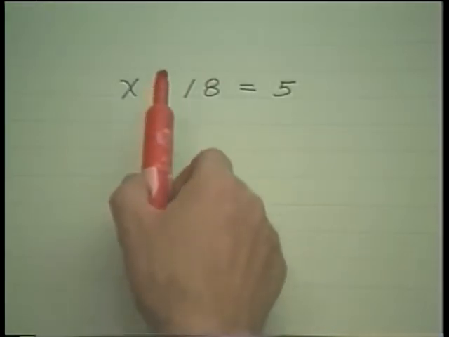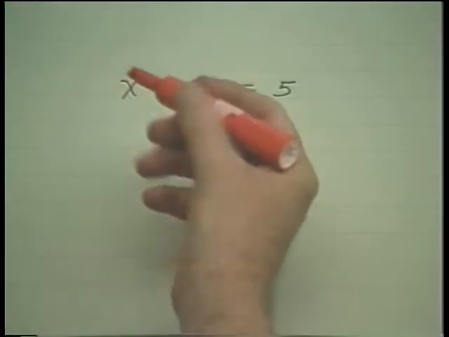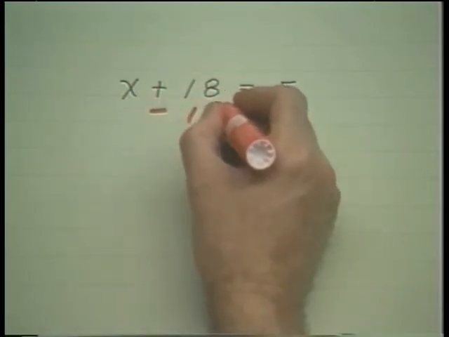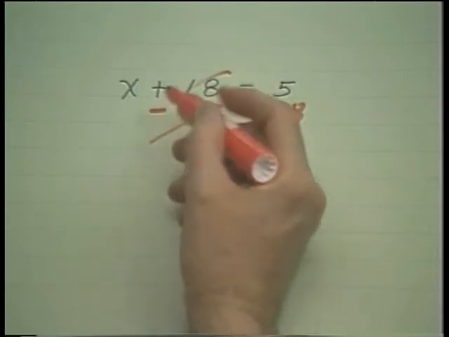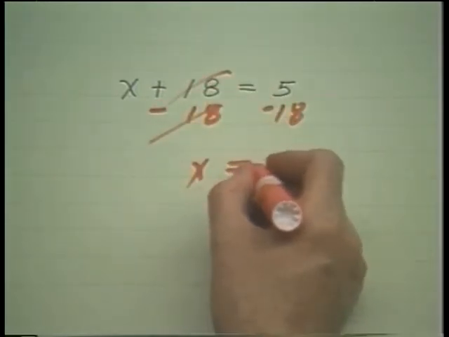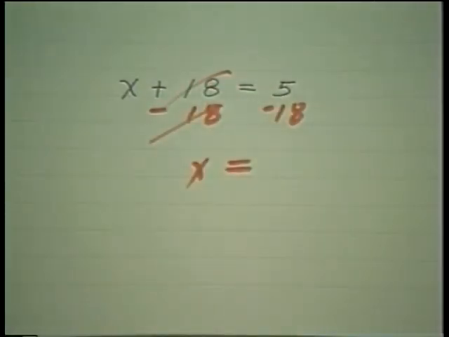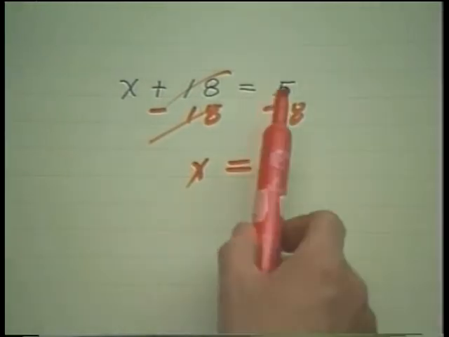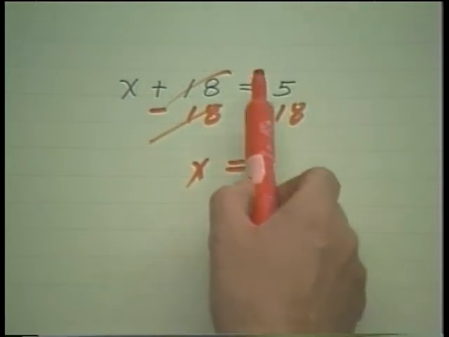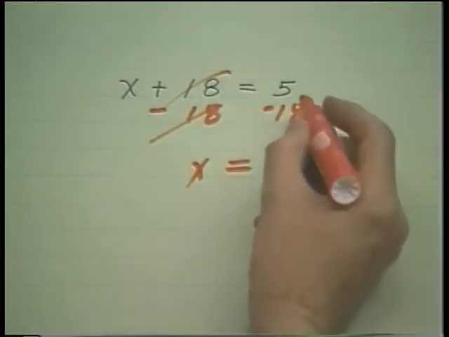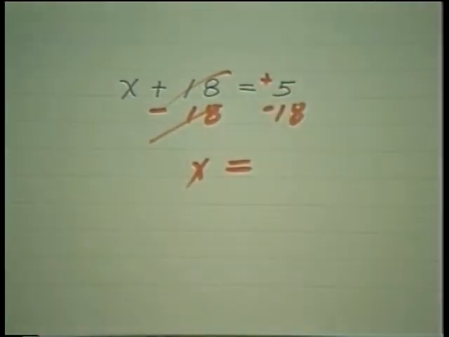Another one: to undo adding, you subtract from both sides. This undoes this, leaving the variable isolated, which is what we mean by solving the equation. Now, we've just said instead of thinking subtract 18, think add -18. So I'm adding a -18 to +5.